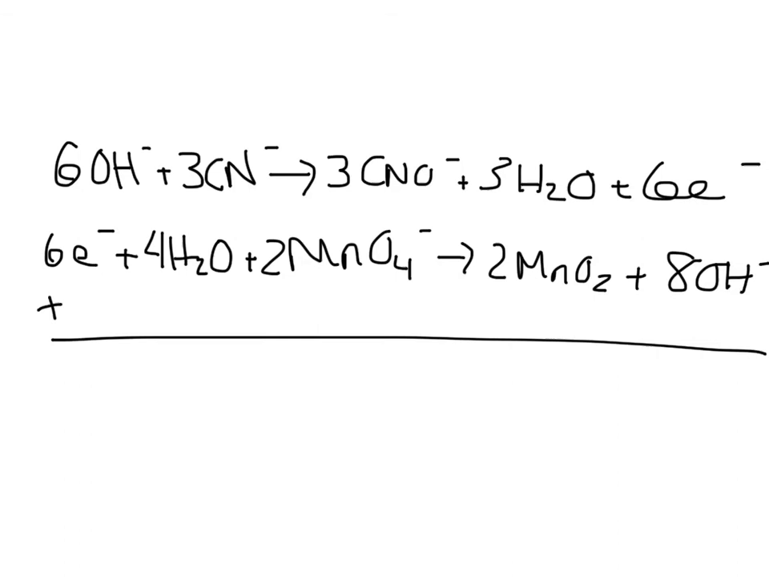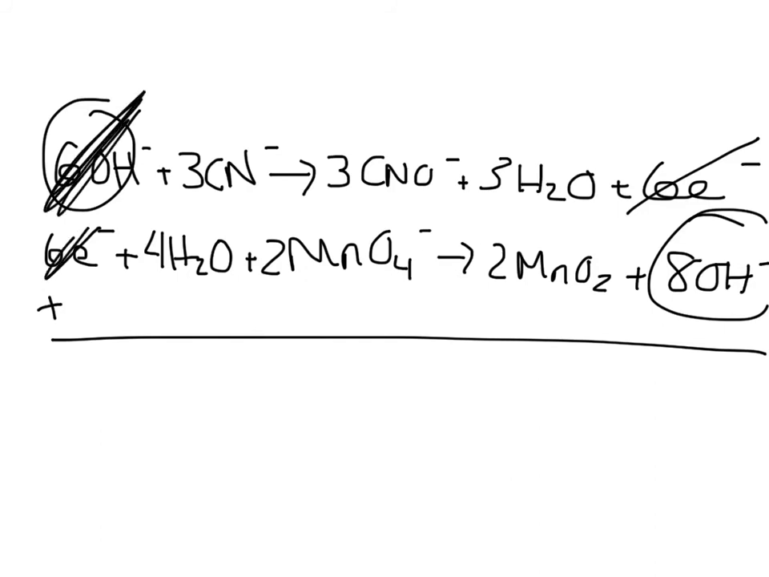All I want to do now is add them together, so that I can cross out what's in common between them, and then I can get my overall balanced reaction. First of all, I have 6 electrons on both sides. Let's get rid of them. I also see that I have 6 hydroxide here, and then 8 hydroxide on the product side, so I can get rid of all of these over here. And I can get rid of this 8 right here, and instead of the 8, I'm just going to be left with 2.